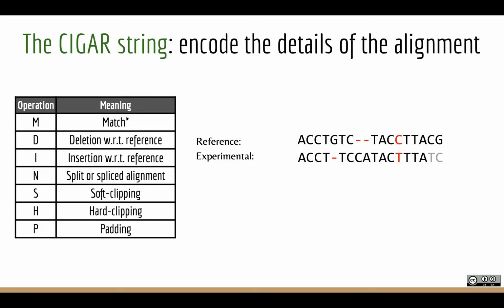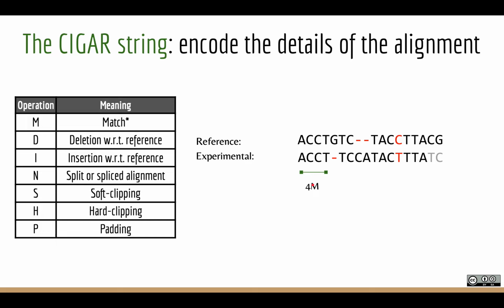So imagine that BWA has taken this sequence, I call it experimental, this is just from the FASTQ file. It has found a location in the reference genome, and it has aligned it to the reference genome like this. Okay, so you can kind of squint to see what the edit distance is. So how is this encoded? First, the cigar string would start out with 4M. There's a run of 4 matches. Okay.